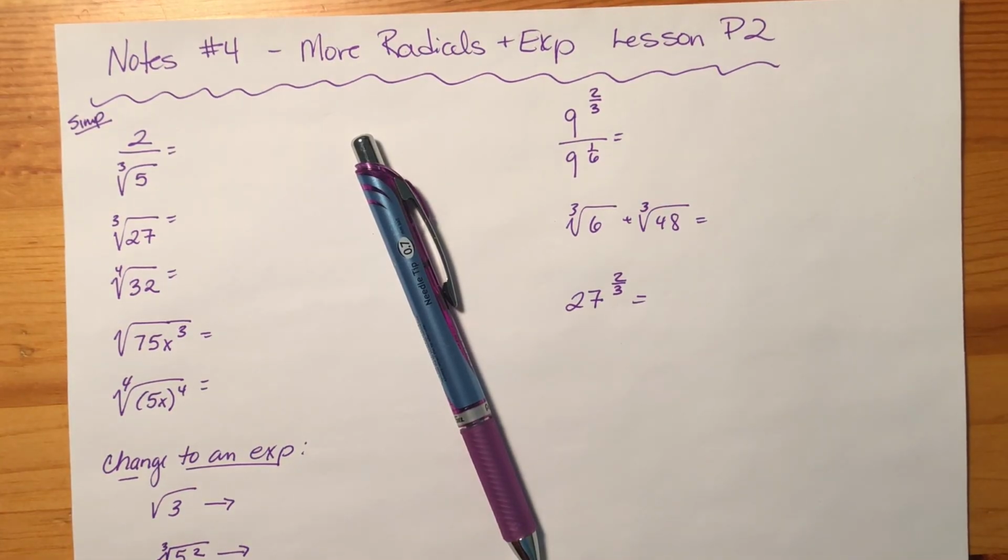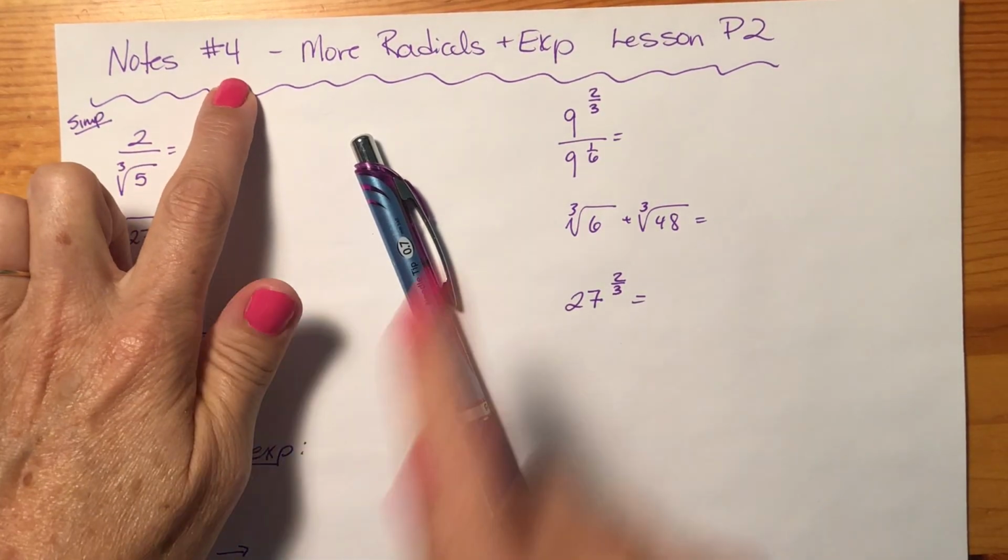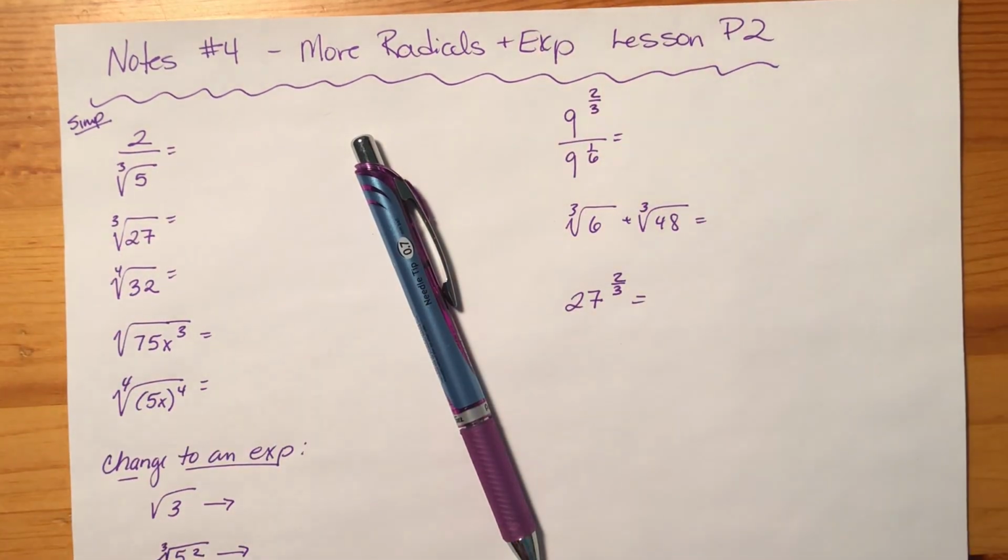Hi, math lovers. Today on notes number 4, we're going to talk more about radicals and exponents. This is lesson P2 from your textbook. I have some problems here written down.